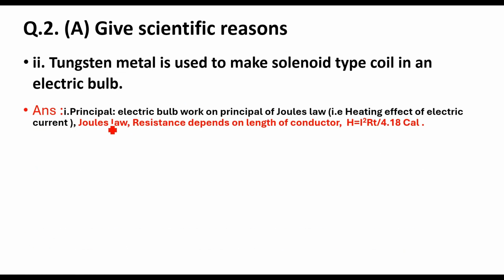As I told you, first you will write the principle: on which principle does this work? Since we are focusing on the electric bulb, the electric bulb works on the principle of Joule's law. In brackets I have written what Joule's law is: when current is passed through a conductor, heat is generated, which is called the heating effect of electric current. Resistance is also part of it, because the solenoid coil has a large length. We learned in lower classes that resistance depends on the length of the conductor.